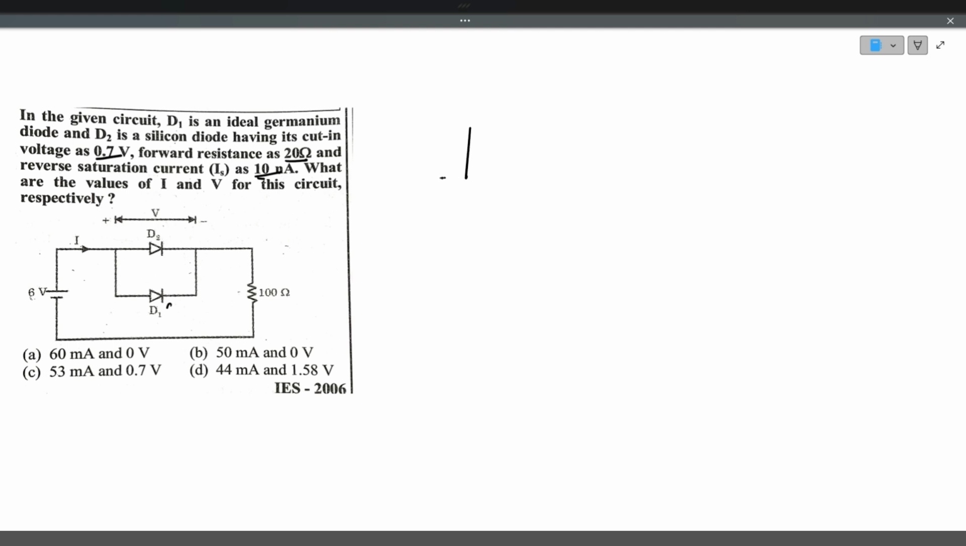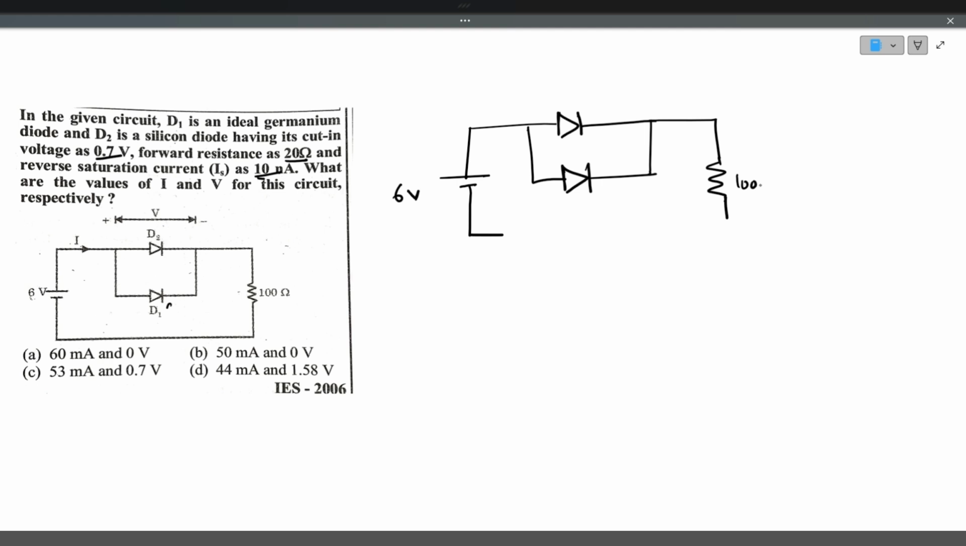So, whenever the silicon and germanium diodes are connected in parallel, first the germanium diode conducts because its cutting voltage is very less. Silicon diode cutting voltage is 0.7, germanium is 0.3. So, the lower cutting voltage diode will conduct first. Okay, the higher cutting voltage diode will remain open. So here in this branch, the germanium diode whose cutting voltage is 0.3 practically, but here he is telling it is an ideal germanium diode. So the voltage drop across it will be 0 volts. So germanium diode is on and the silicon diode will be off.